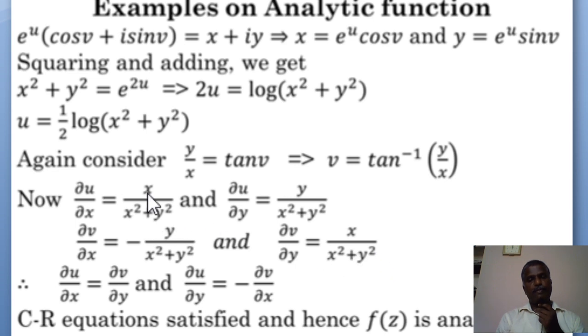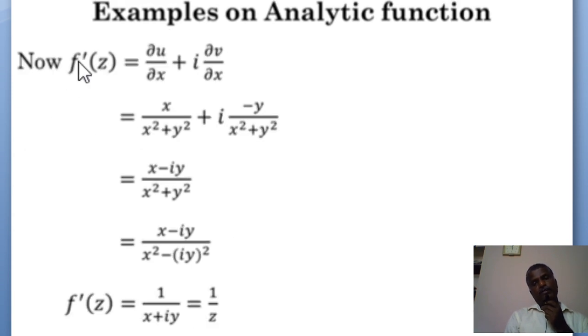So by comparison, here dou u by dou x is equal to dou v by dou y, and dou u by dou y is minus dou v by dou x. So the CR equations are satisfied. Hence f of z is analytic. Next we have to find the derivative using CR equations. We know that f dash of z is dou u by dou x plus i into dou v by dou x. Substituting, that is x by x square plus y square plus i into minus y by x square plus y square.